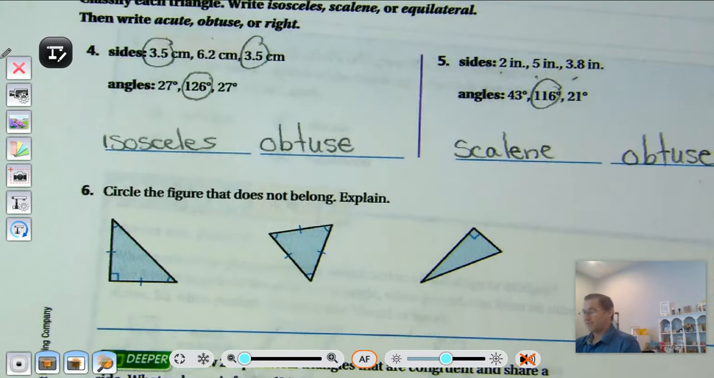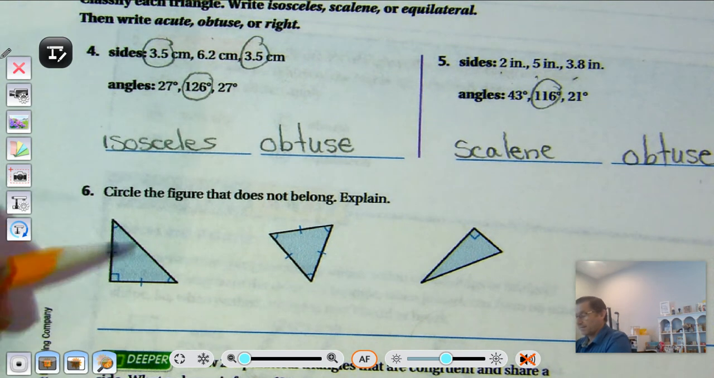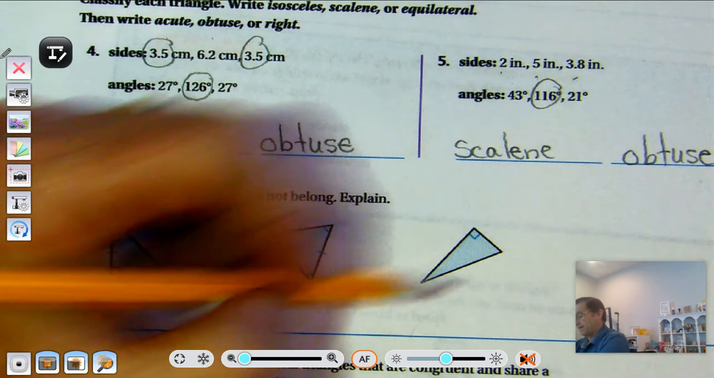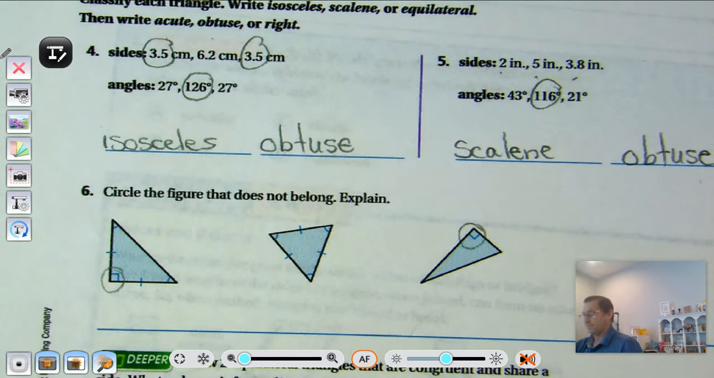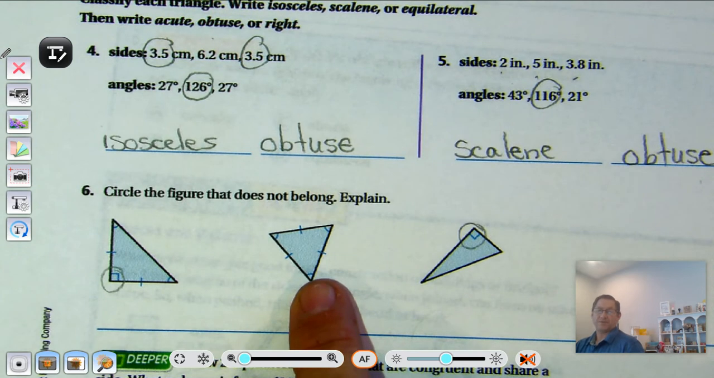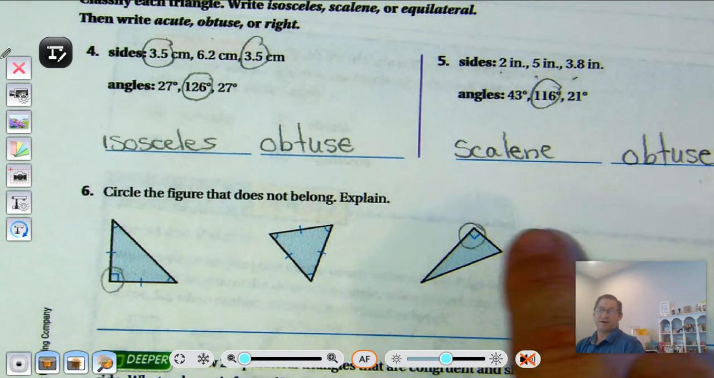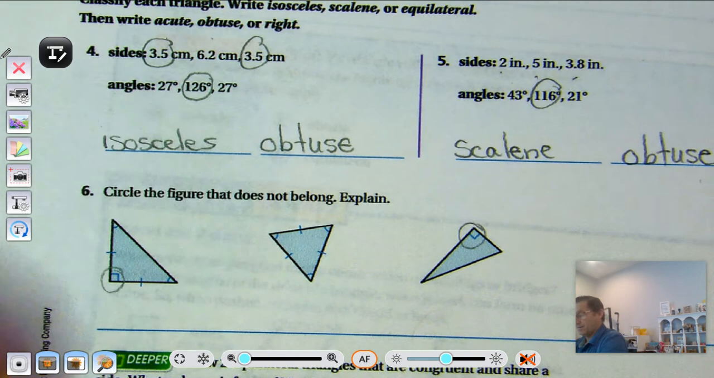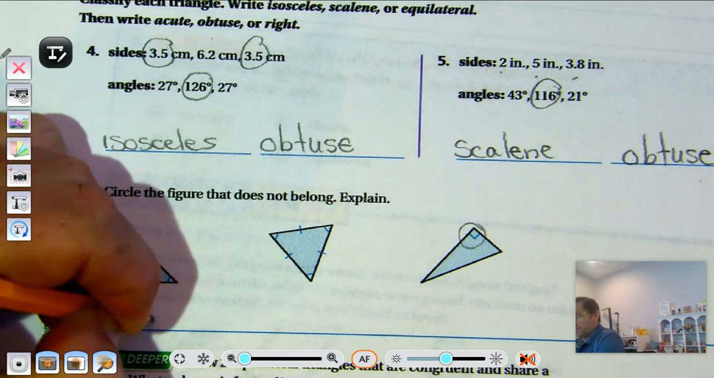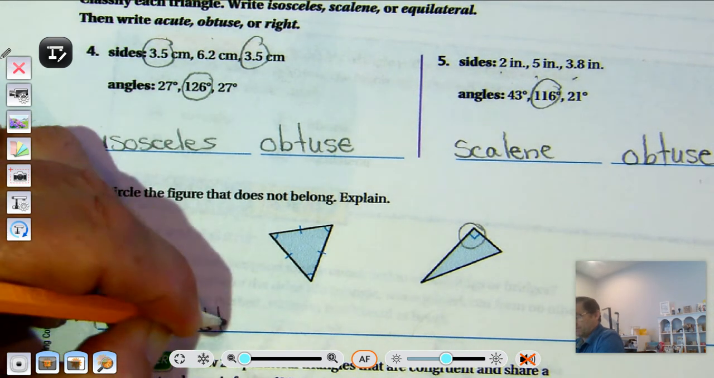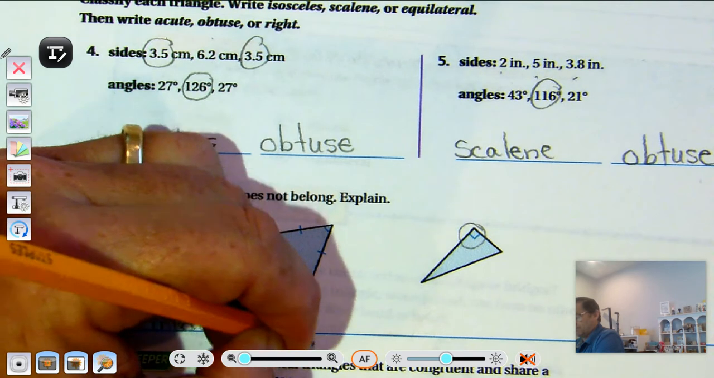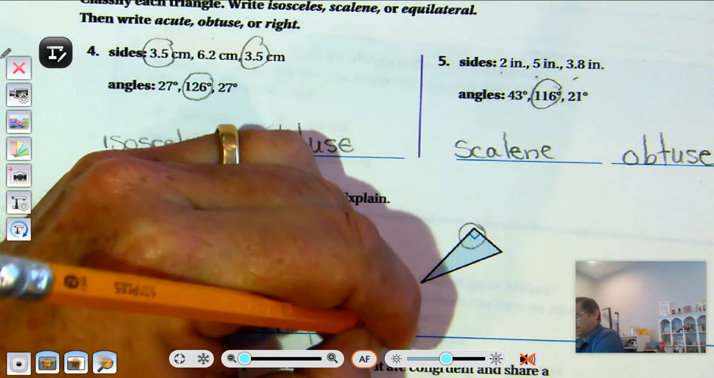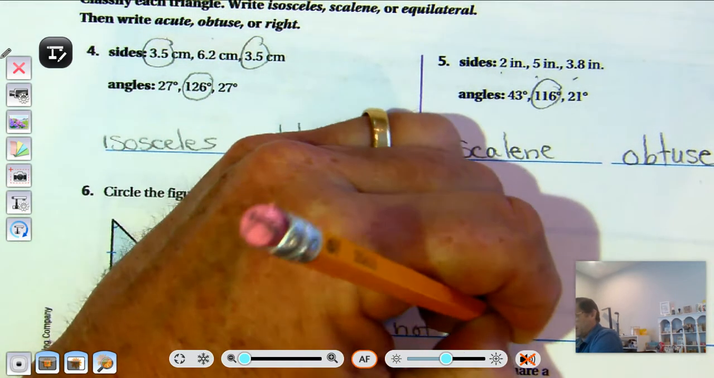Okay, number 6, circle the figure that does not belong and explain. Well, I see a right angle in this one, and I see a right angle in that one. So it's this middle shape that doesn't belong, because these two are right triangles. So the middle shape is not a right triangle.